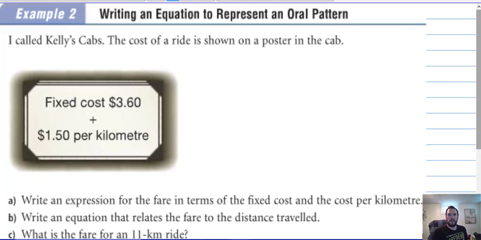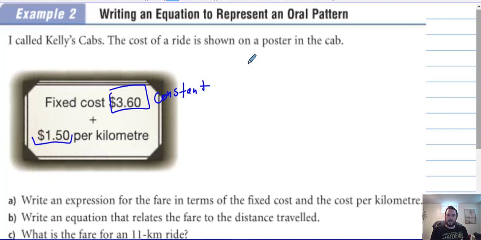So let's do one more of these together. We have Kelly's cabs. The cost of a ride is given in this poster. We're told that as soon as you get in the cab, you have a fixed cost. You have $3.60, and that does not change. So again, there's my constant. There's the thing that does not change no matter how far I drive. Then to that, we add $1.50 per kilometer. So that is the thing that's going to do the changing.